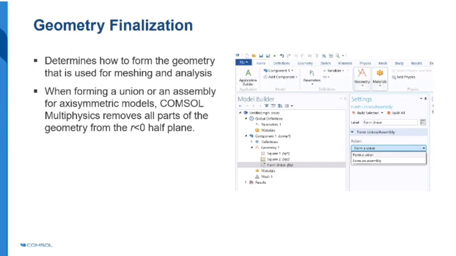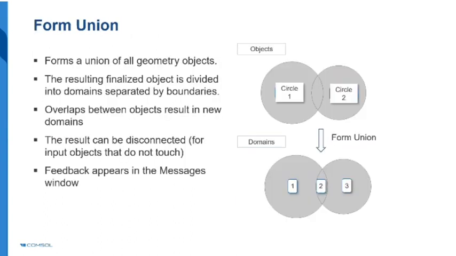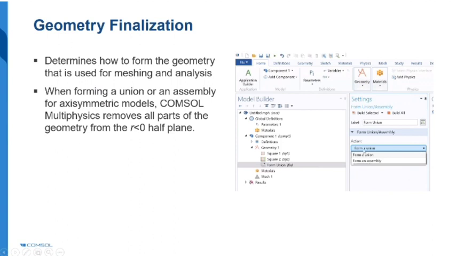One thing is that whenever you are working on an axisymmetric model, even though the entire geometry has been created for the r less than 0 as well as r greater than 0 plane, at the finalization level, all the parts which are present in the r less than 0 plane will be removed. Just the r greater than 0 plane will be considered, because that is the axis of symmetry that we consider. Now, in the finalization method, there are two different options available: form union and form assembly.